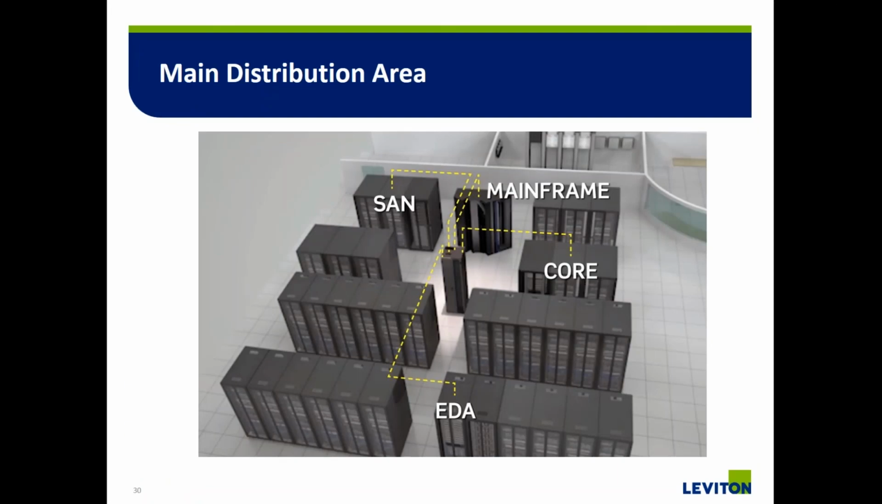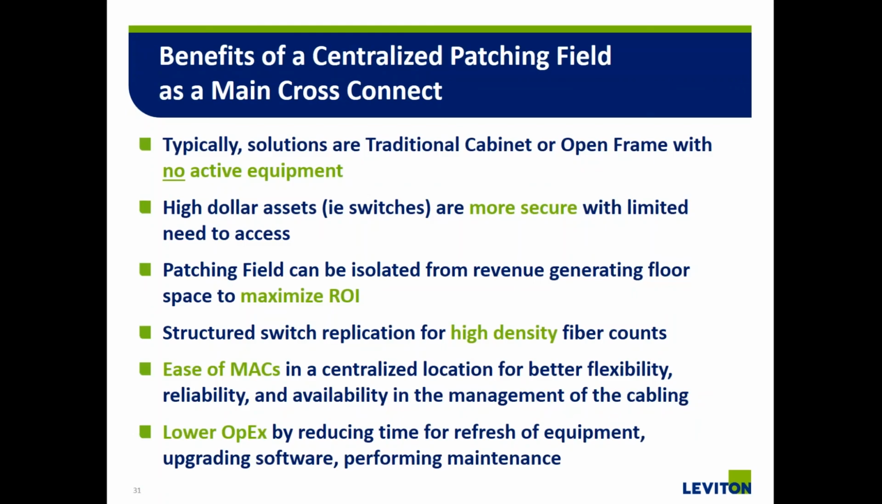So this is a simple layout showing a main distribution area that serves the storage area network, storage mainframe, core LAN network, and equipment distribution area. In a centralized patching field, the optical distribution frame or cabinet is away from prime data center floor space and provides optimal flexibility in managing the networks. So, the benefits of a centralized patching field as a main cross connect.